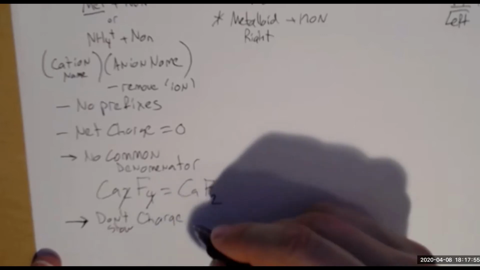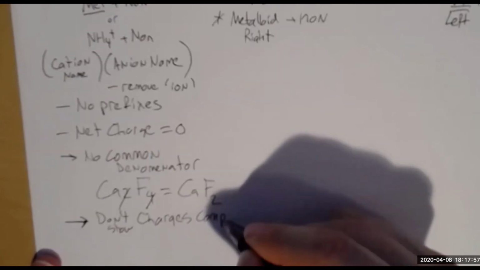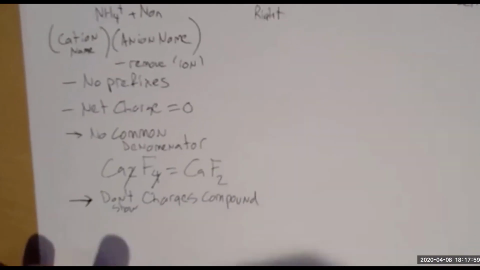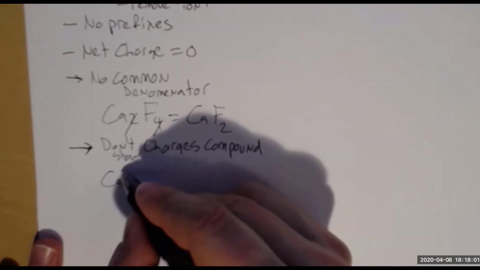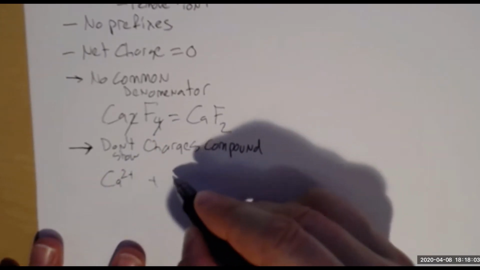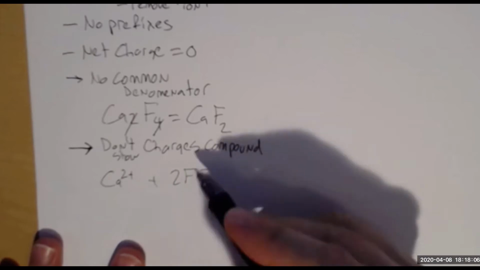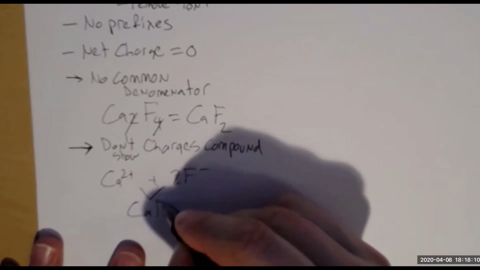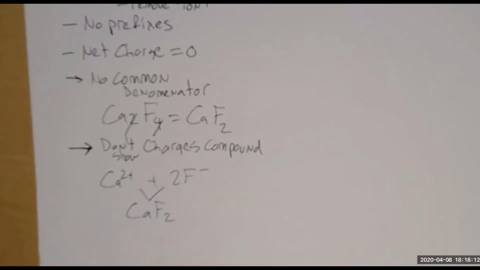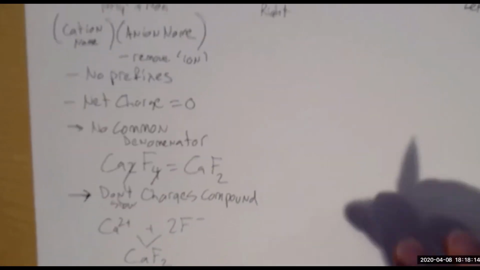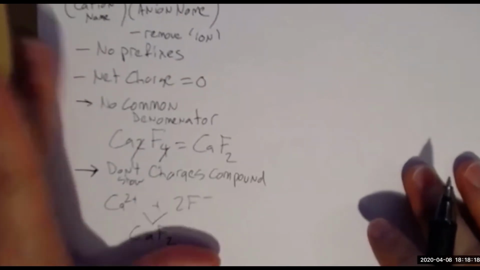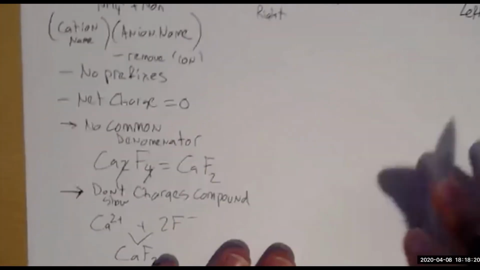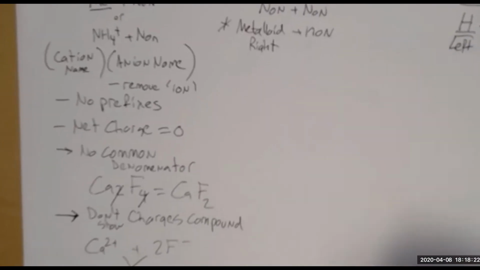So also, don't show charges for a compound. When they come together, you can have calcium 2+ by itself and fluoride ions by itself, and you need to show the charges. But when they come together to make a compound, no charges are shown, right? Okay, so that's the rule. I'm just going to keep this as my rule page.